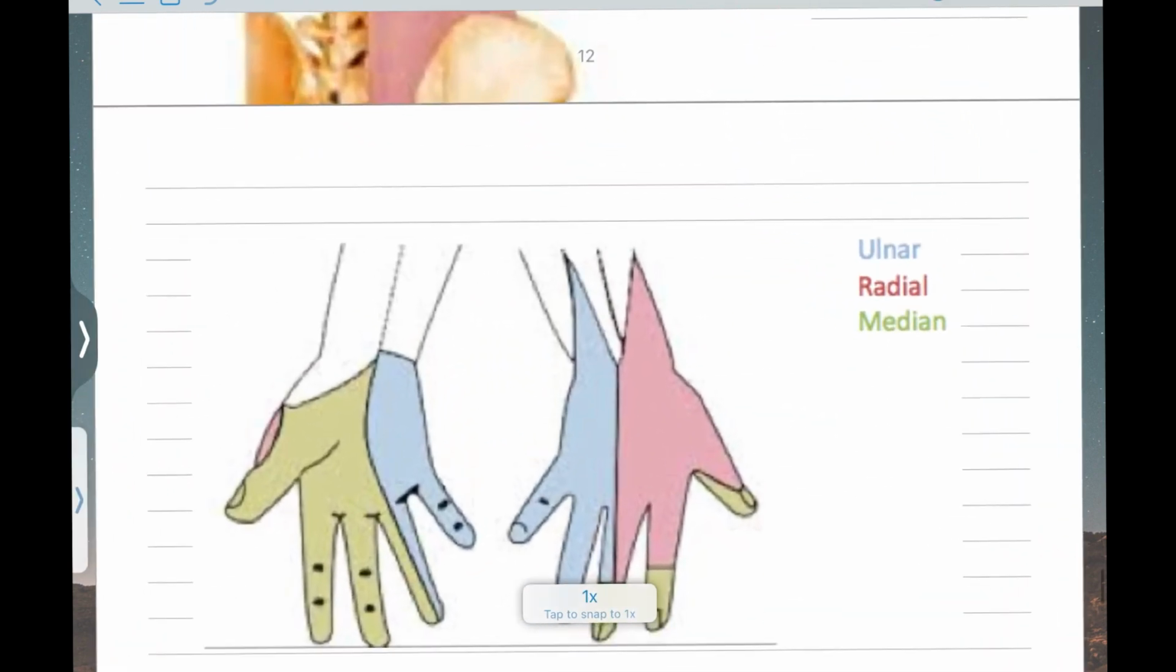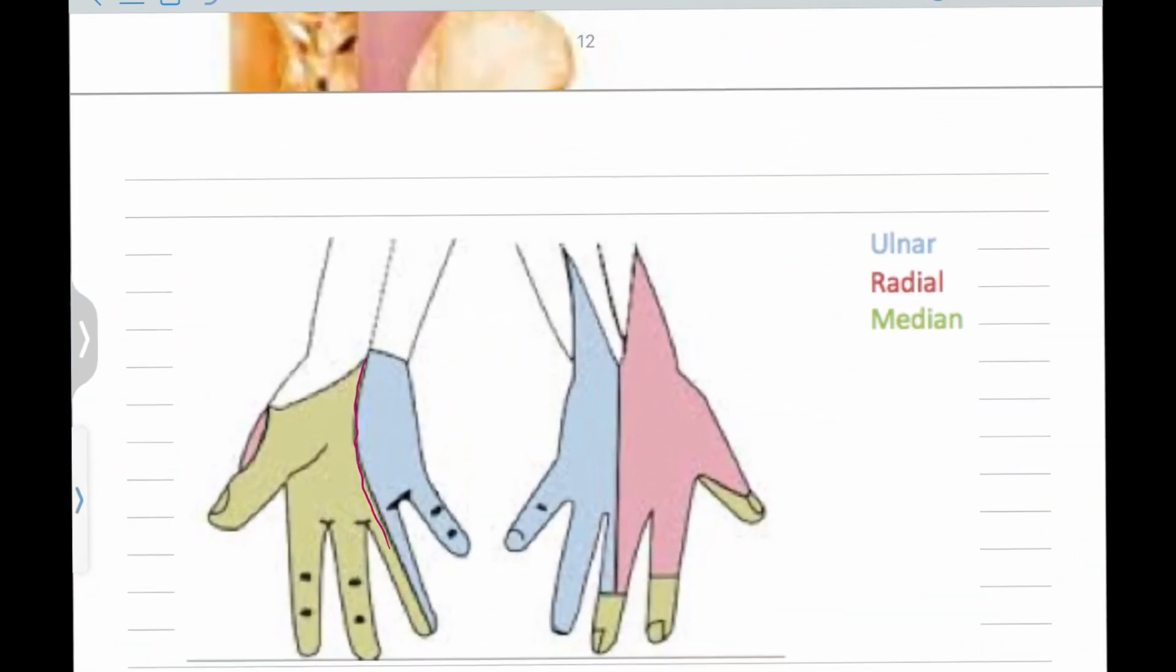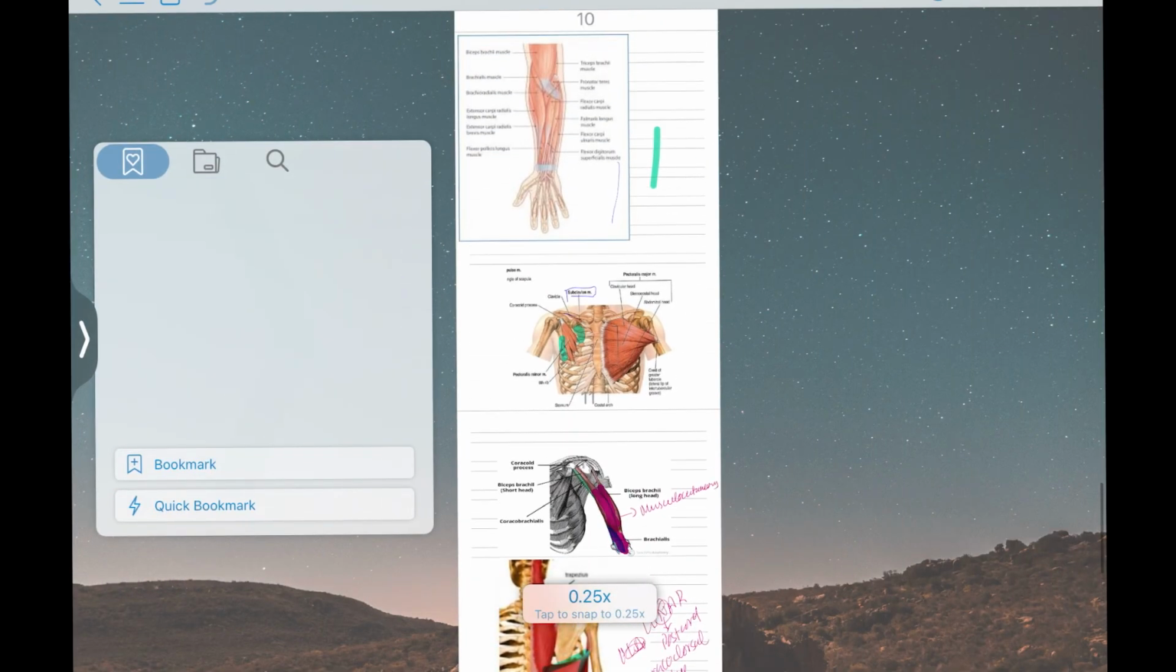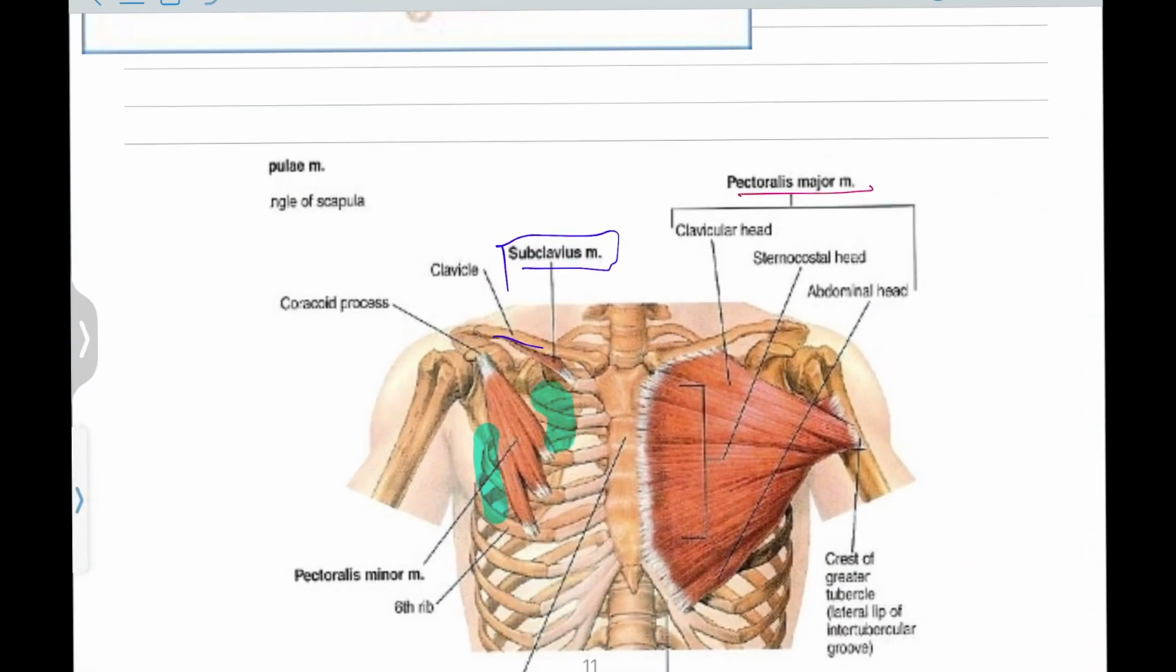See, I have a picture here. This part is supplied by the median nerve. The median nerve comes from here and gives branches here, to all muscles except the adductor pollicis, and the ulnar nerve comes from here and supplies all the hypothenar muscles. Okay, and let me see if I have brought anything more. See, the pectoralis major muscle is supplied by the lateral pectoral nerve. The pectoralis minor is supplied by the medial pectoral nerve.